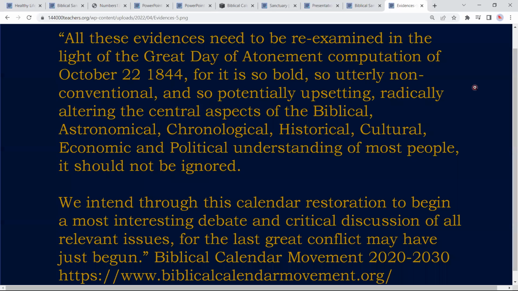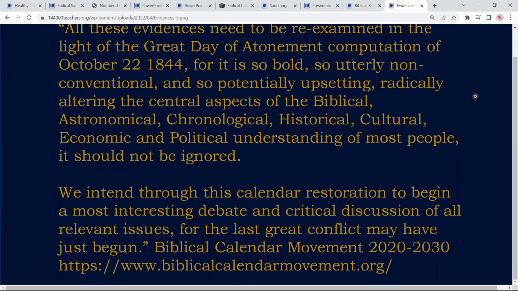Again, all these evidences need to be re-examined in the light of the Great Day of Atonement computation of October 22nd, 1844. For it is so bold, so utterly non-conventional, and so potentially upsetting, radically altering the central aspects of the biblical, astronomical, chronological, historical, cultural, economic, and political understanding of most people, it should not be ignored. We intend through this calendar restoration to begin a most interesting debate and critical discussion of all relevant issues, for the last great conflict may have just begun.